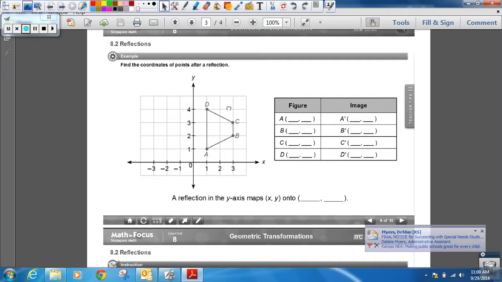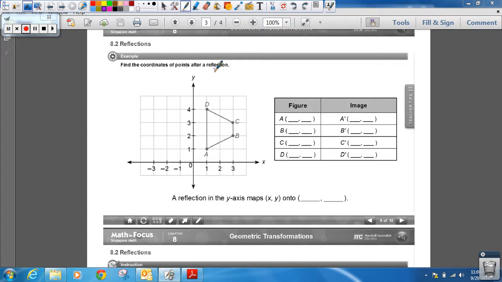Okay, and our next one here says find the coordinates of the points after a reflection, and this time we're going to reflect it over the y-axis, so it's going to be the same distance from the y-axis. So D is 1 to the right, so I'm going to go 1 to the left for D prime. C was 3 over, so 3 over would give me C prime. B was 3 over, so B prime would be 3 over. And A was 1 over, so A prime is going to be 1 over. Do your best. Draw in your points.